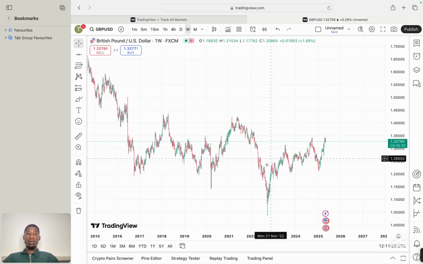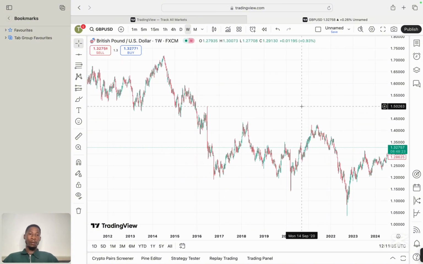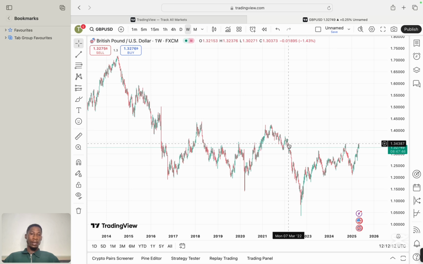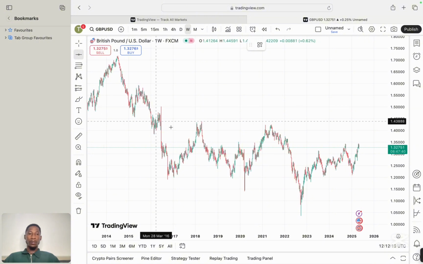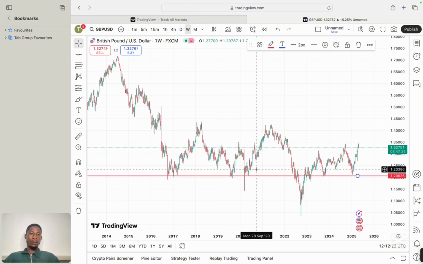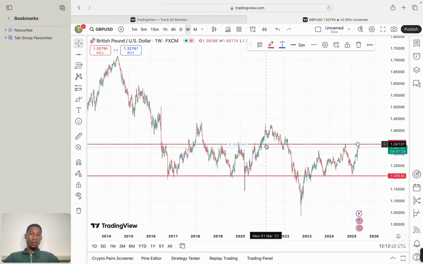So what am I going to do here? I think I'll draw a trend line from this support and resistance level, rather. I think I'll just draw a trend line from the daily time frame. I'll draw a support and resistance level here, and there's a level here.